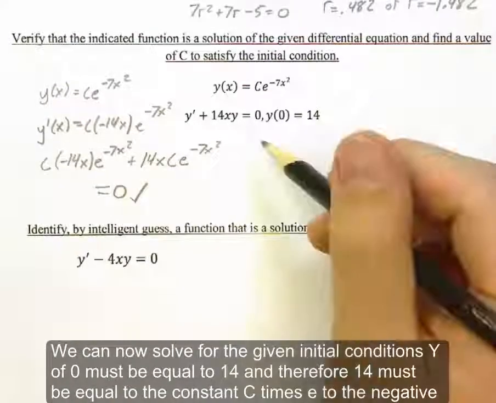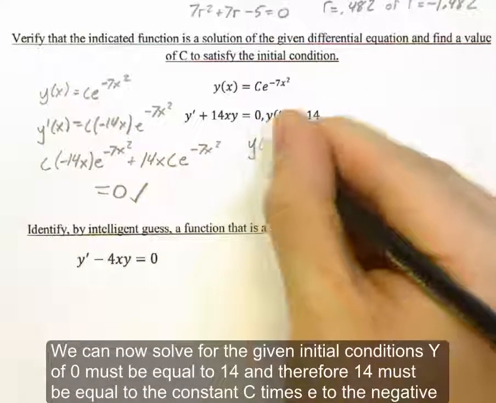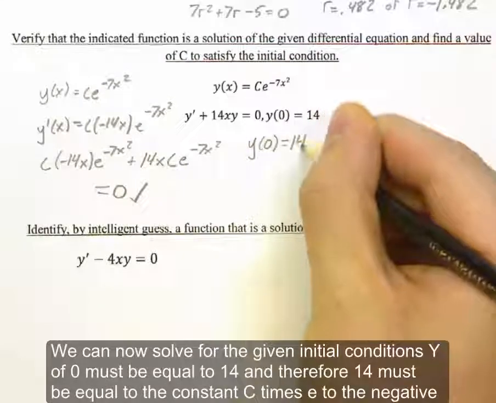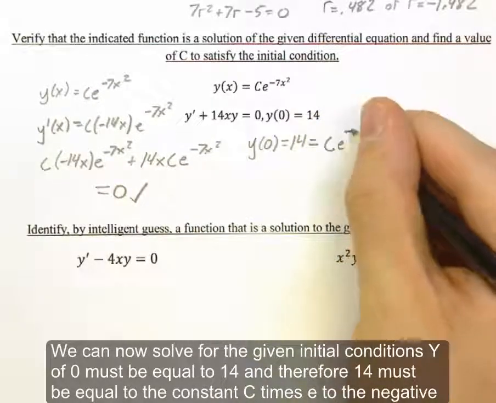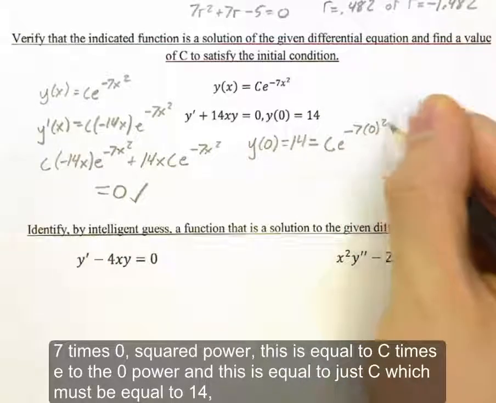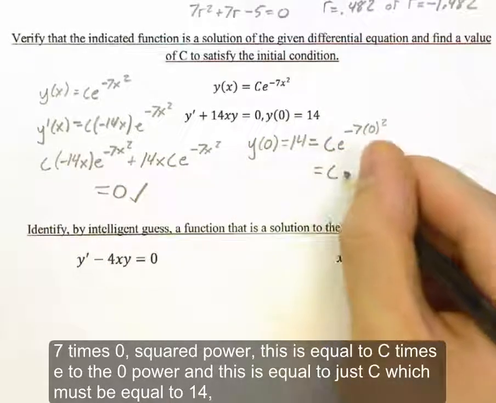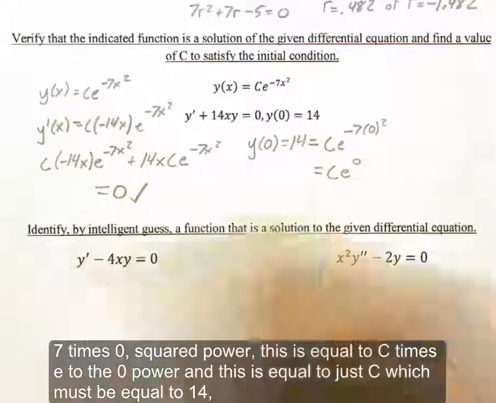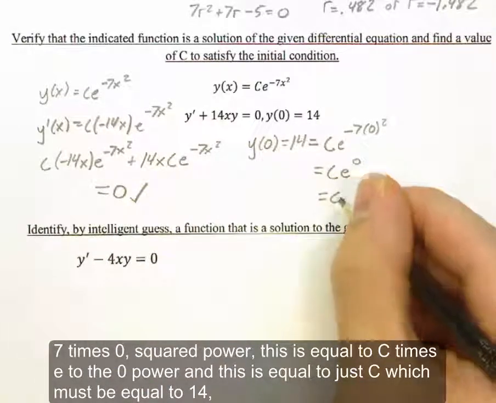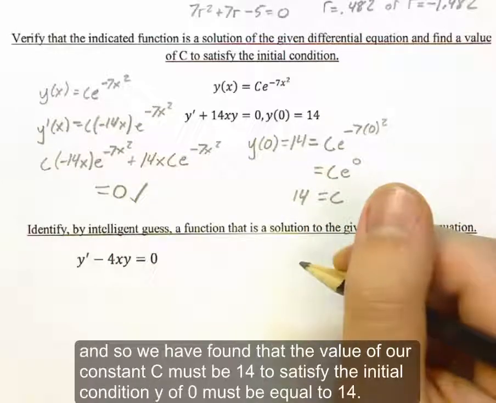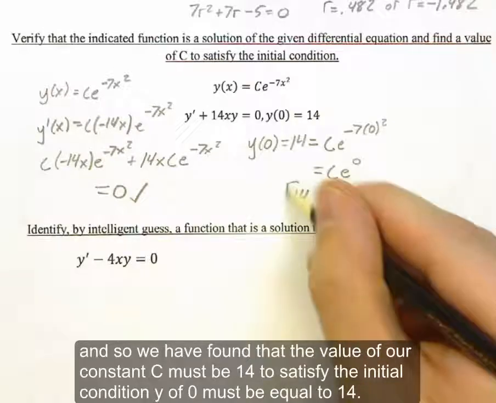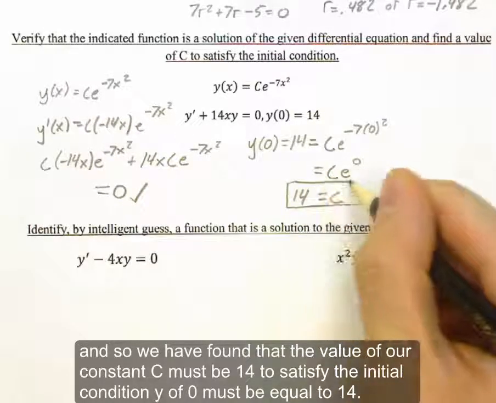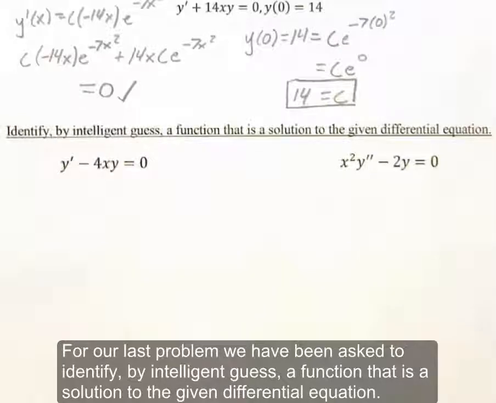We can now solve for the given initial conditions. Y of 0 must be equal to 14, and therefore 14 must be equal to the constant c times e to the negative 7 times 0 squared power. This is equal to c times e to the 0 power, and this is equal to just c, which must be equal to 14. And so we have found that the value of our constant c must be 14 to satisfy the initial condition y of 0 must be equal to 14.